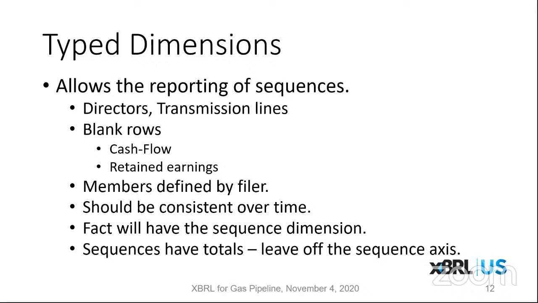These members should be consistent over time. Every fact that's going to be in one of those schedules, that's on a row, should have that same sequence dimension and member on it. So if you've got information that's typically on a row, every one of those facts would have the same member. And in some cases, some of these schedules will have a total at the bottom. The only difference is that the element which is the total will be the same element that's used for each of the individual rows. However, it just won't have a dimension on it. It won't have that sequence axis on it.